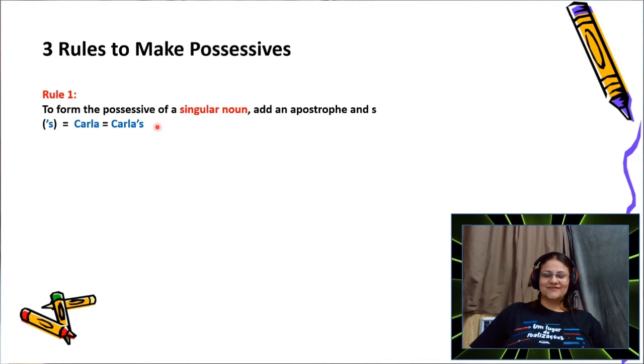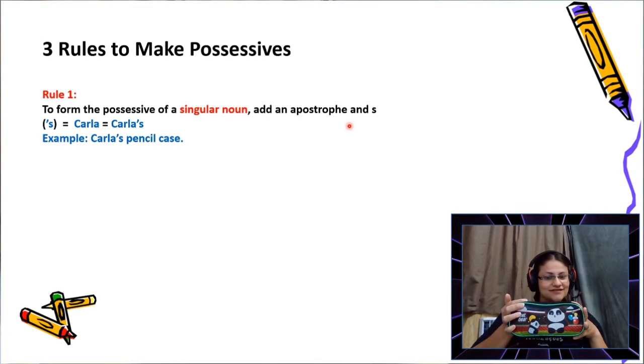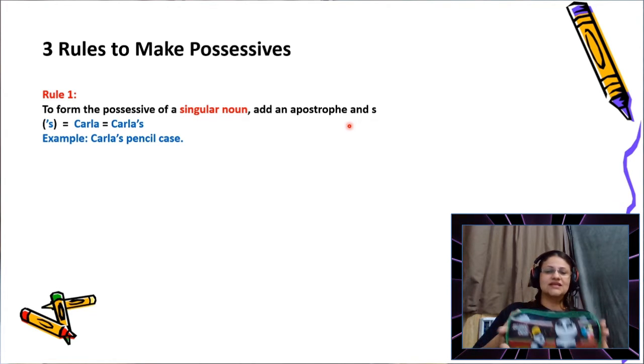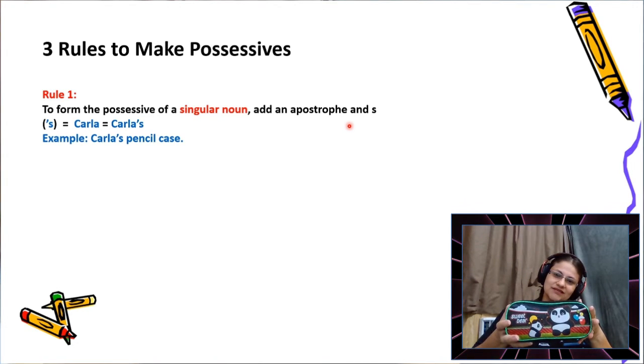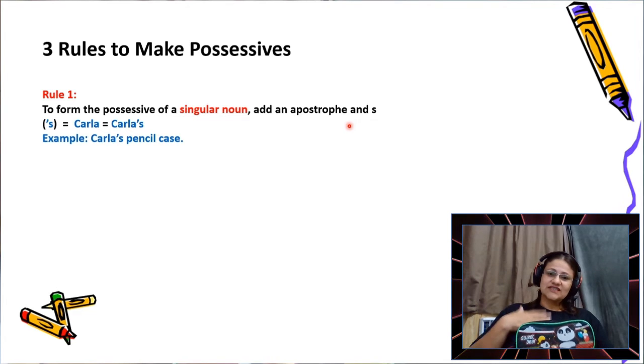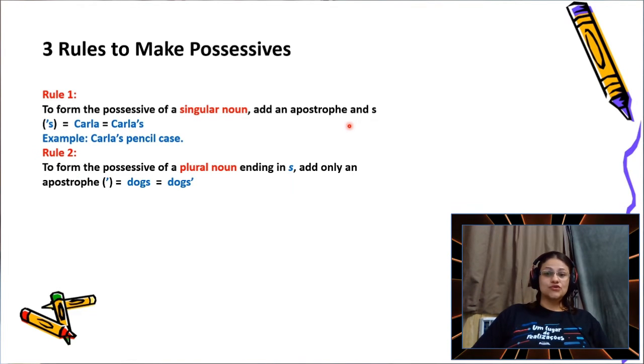Carla's. Okay, this is number 1. For a singular noun, I just add at the end of this noun an apostrophe and an S. Let's see an example. Carla's pencil case. That means this pencil case is mine. This is my pencil case. It belongs to me.